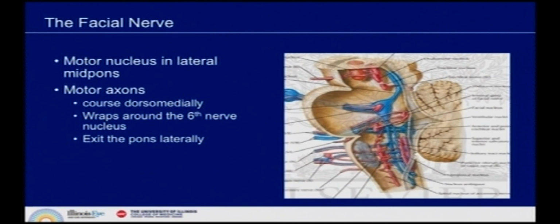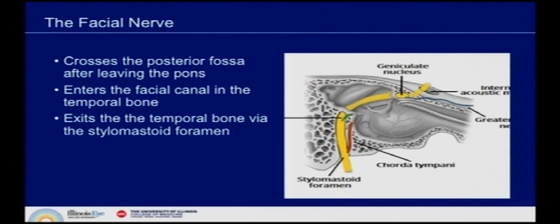So the facial nerve nucleus, as we all know, is located in the lateral midpons. It then travels around the nucleus of the sixth nerve and then exits the brainstem. Importantly, after it exits the brainstem, it travels through the facial canal in the temporal bone.